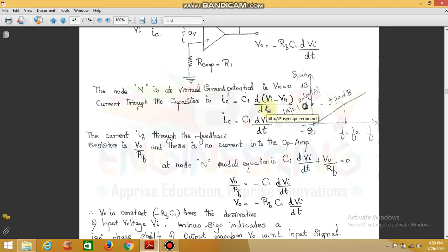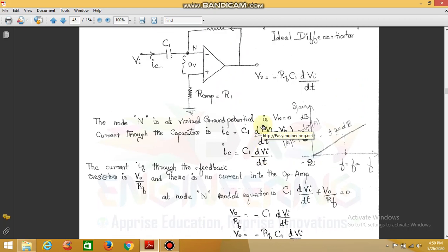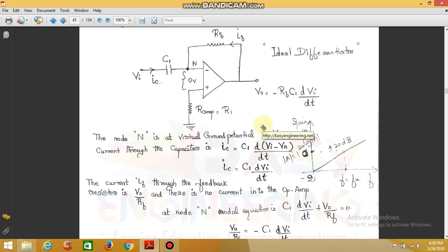I hope you understood the differentiator well, and this differentiator is an important question in this second unit. Next class we can discuss the integrator.